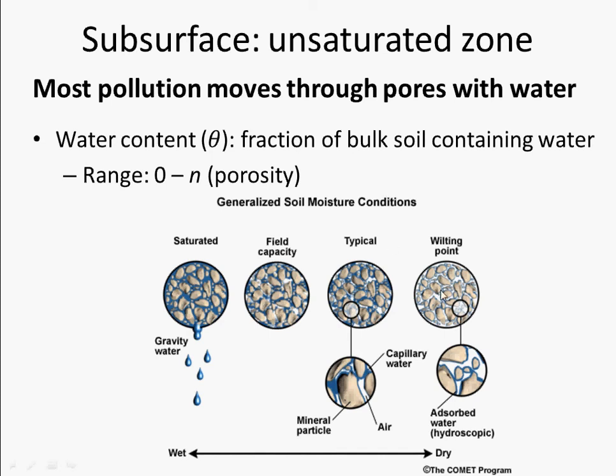So wilting point is the point at which water is held so tightly next to soil particles that plants can't extract that water from the soil. So it's essentially dry as far as plants are concerned.